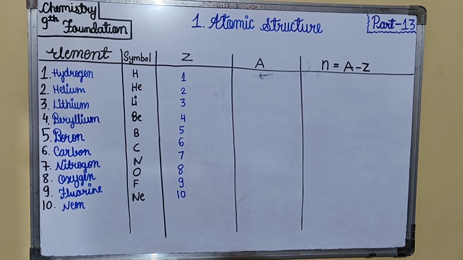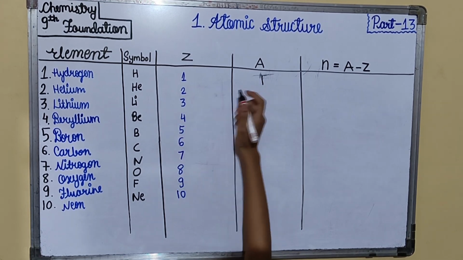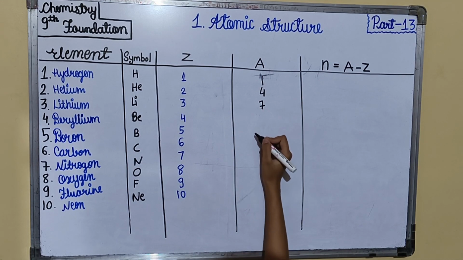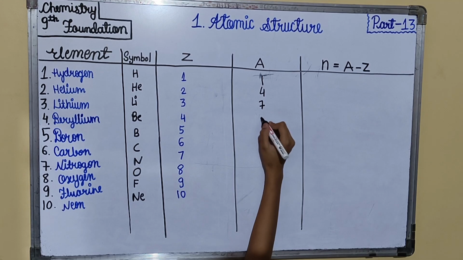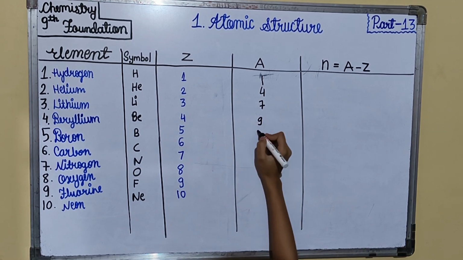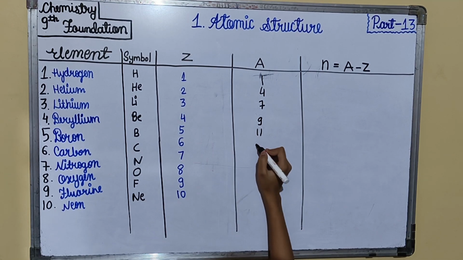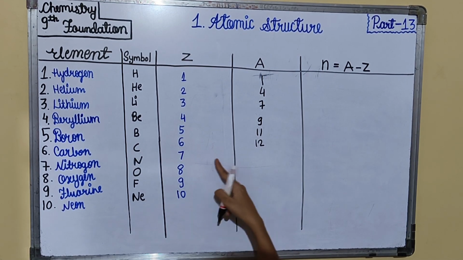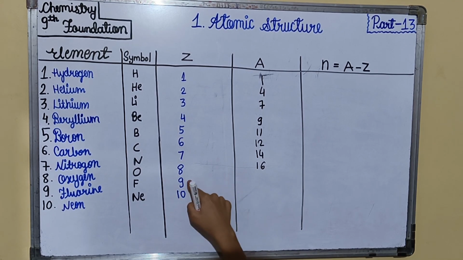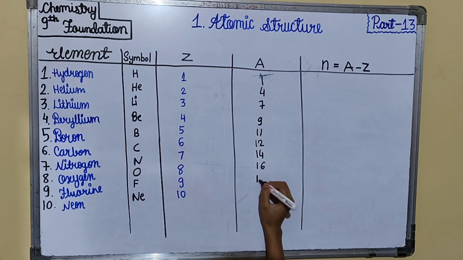Now mass number. Mass number of hydrogen is 1, mass number of helium is 4, mass number of lithium is 7, mass number of beryllium is 9, mass number of boron is 11, mass number of carbon is 12, mass number of nitrogen is 14, mass number of oxygen is 16, mass number of fluorine is 19 and mass number of neon is 20. You have to remember this.